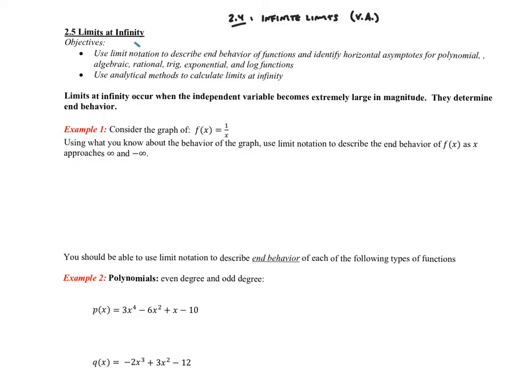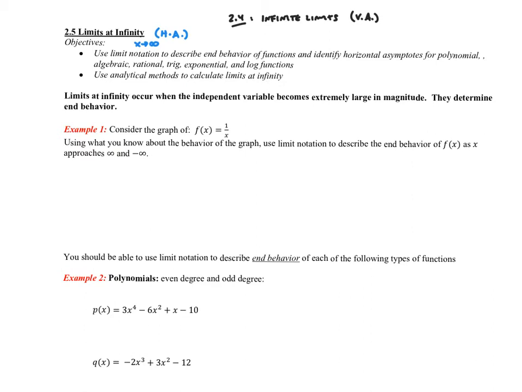That means as x approaches infinity, what's going to happen to a function? That's referring to behavior which might result in a horizontal asymptote. So our objectives for today are to use limit notation to describe the end behavior of a function, identifying horizontal asymptotes for polynomial, algebraic, rational, trig, exponential, and logarithmic functions. We're going to use some analytical methods to calculate limits at infinity.